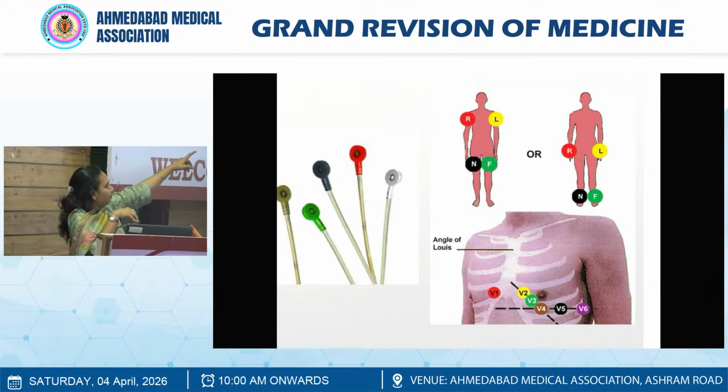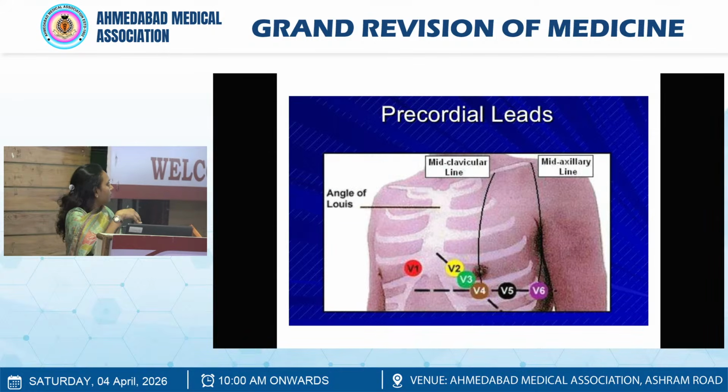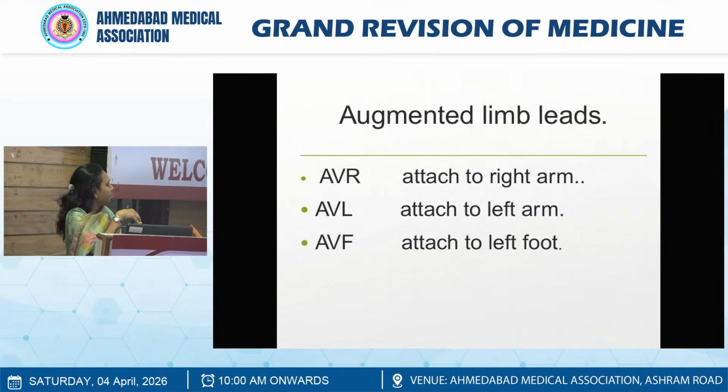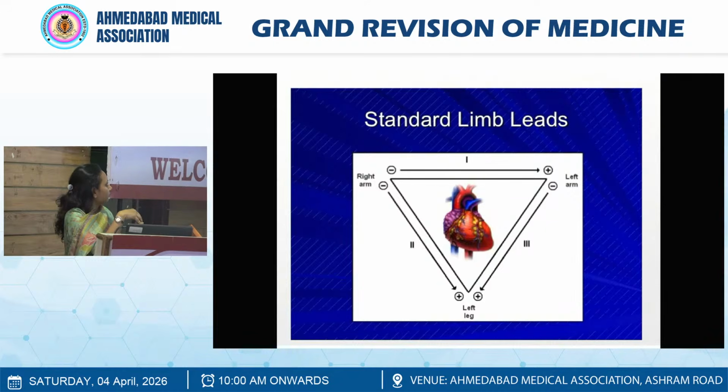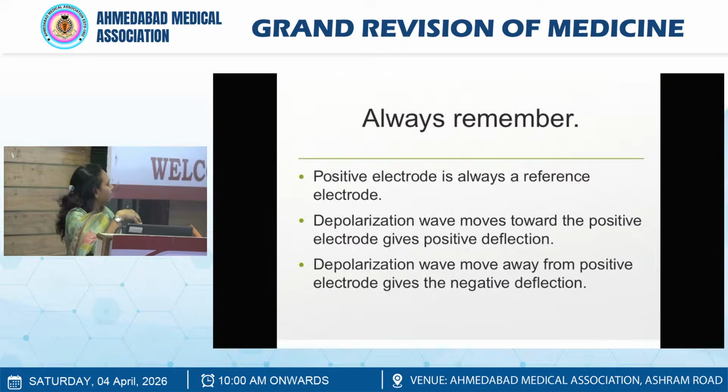Then the limb leads: the red one is the right upper arm, so RLGY, that is the mnemonic. The right upper limb has the red electrode, then comes the right lower limb, then we move in an anti-clockwise direction, the green one is the left lower limb, and then the left upper limb. See, precordial and limb leads. This is which triangle? Einthoven's triangle.